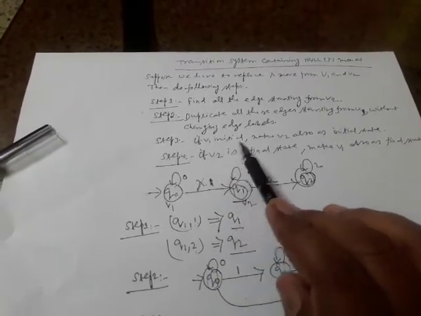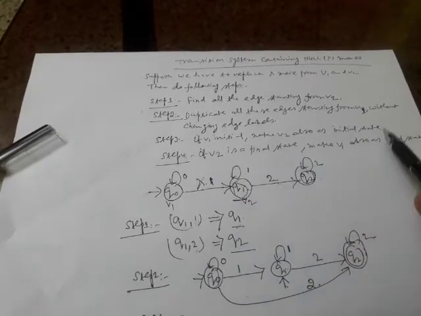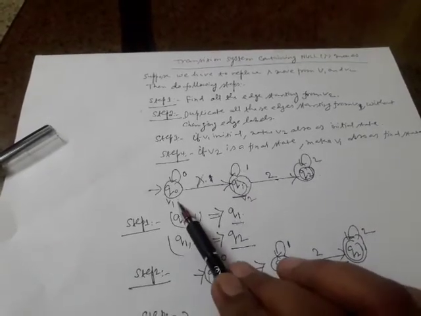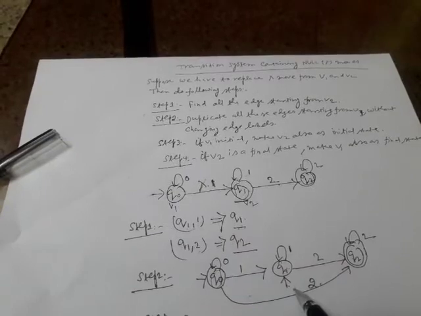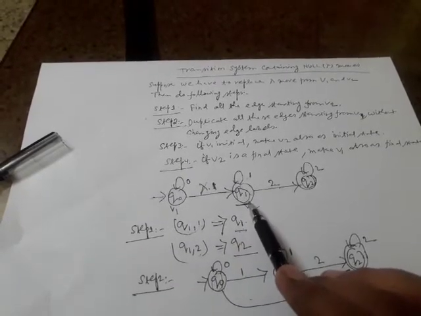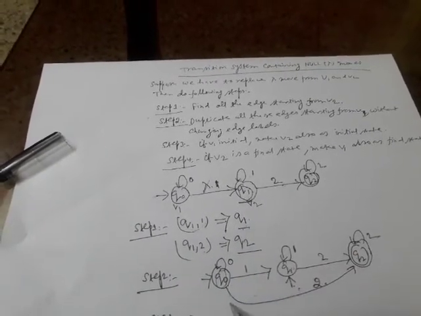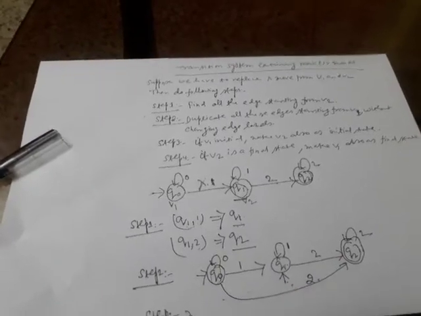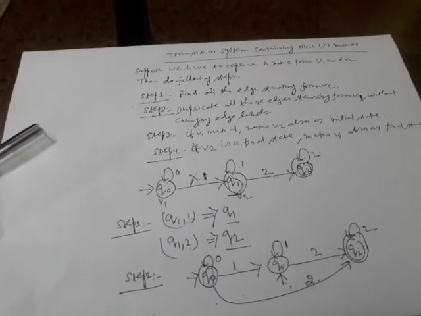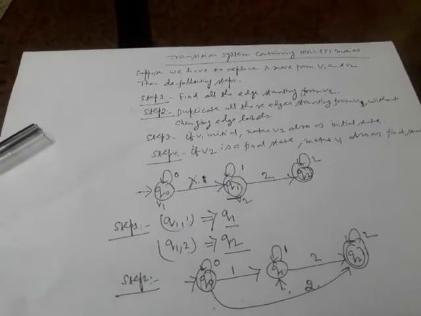Third step: if v1 is the initial state, make v2 also initial. This is the initial state, so you have to make this one initial. Given that this is a final state, make this one also a final state. So this is the technique to remove the null move from the given transition system.